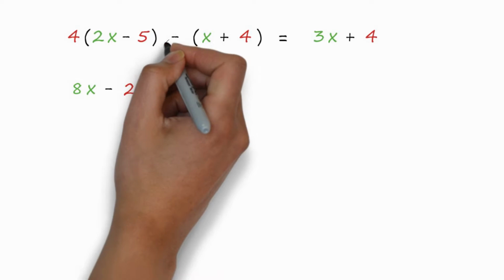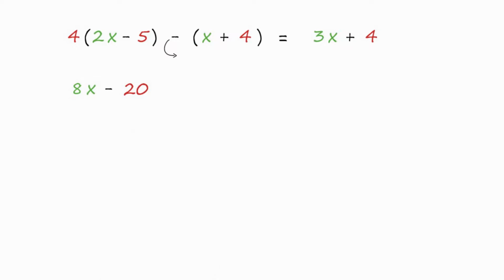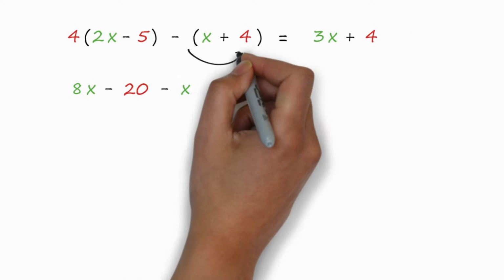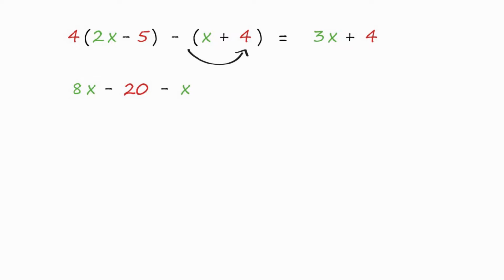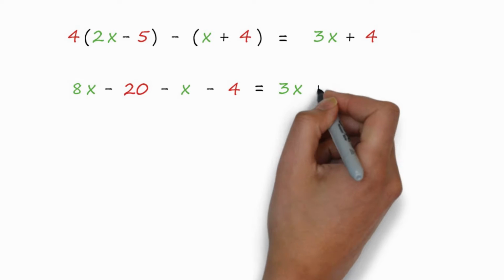Now we have a negative sign, which is really a minus 1 factor times x plus 4. So we're going to multiply minus 1 times x, which gives us minus x. And then we're going to use the minus 1 times positive 4, which gives us minus 4. And that equals 3x plus 4.